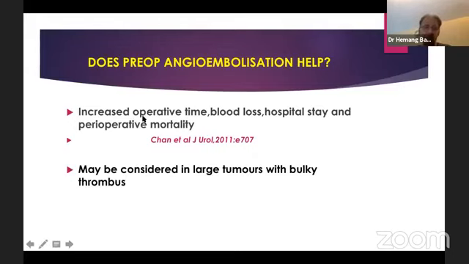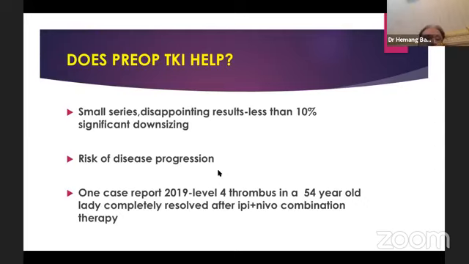Well, there are a few studies which show some benefit, but this study and many others, I quoted just one, found increased operative time, increased blood loss, increased hospital stay, and increased peri-operative mortality. So we should probably reserve it for very large tumors with a bulky thrombus, especially on the right side. You can consider it, we don't do it routinely, not that there is much benefit to it.